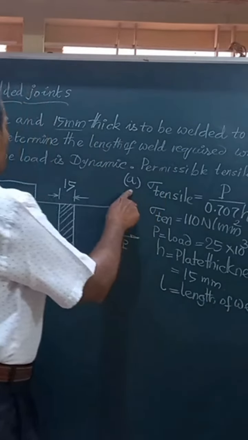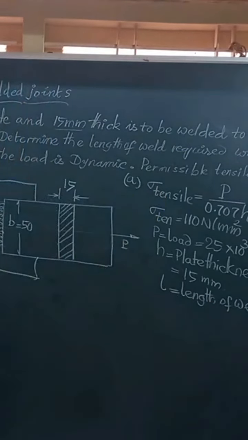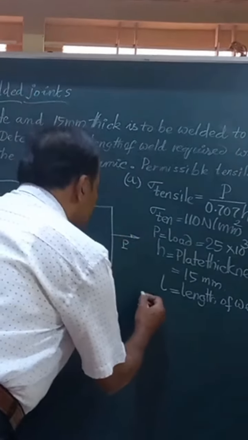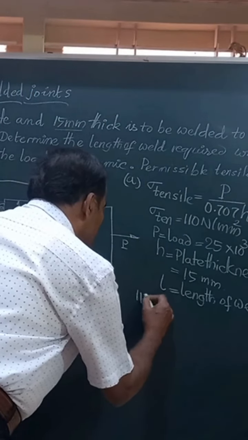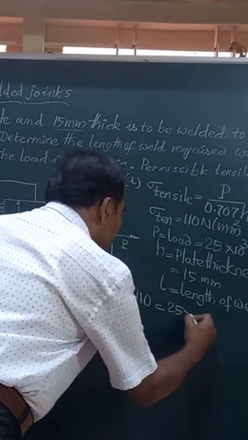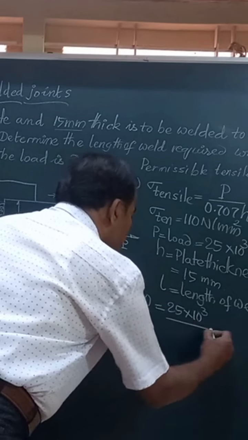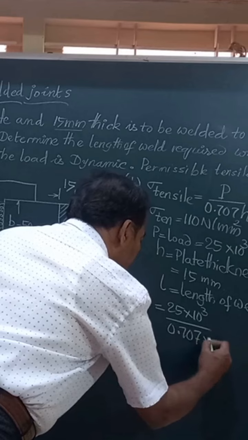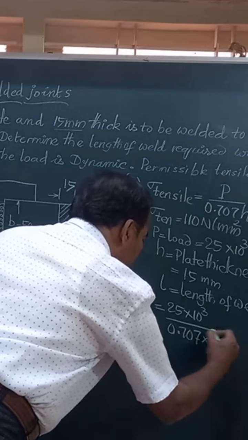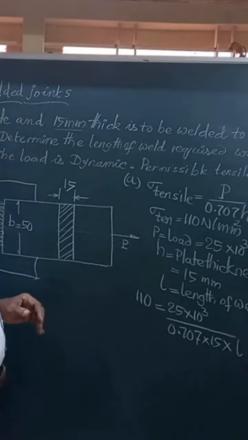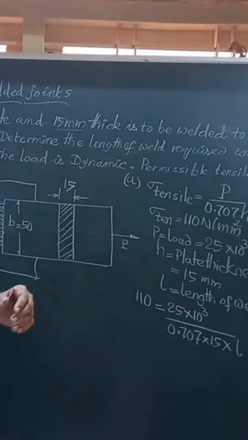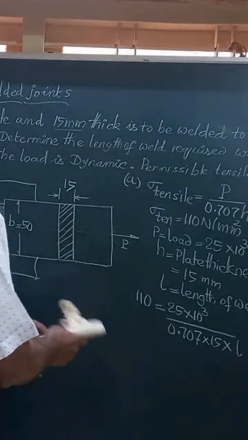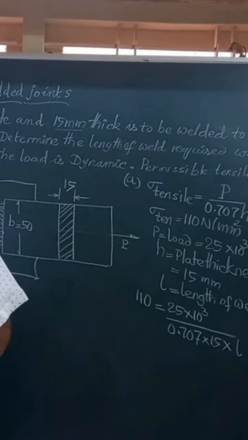Friends, we are considering case number 1, when the load is static. If you make this substitution of all these values, you will get 110 as sigma tensile, which is the load, 25 into 10 to the power of 3, divided by 0.707 into h, which is 15, into L, the length of the weld that is required to sustain this load. Friends, if you simplify this, you are going to get the length of the weld as 21.4 mm.